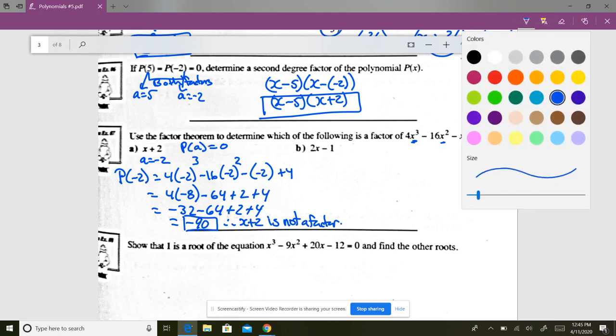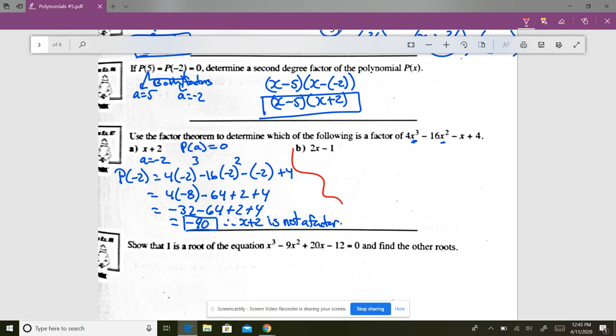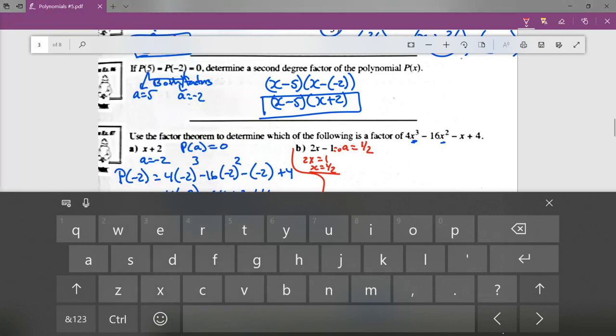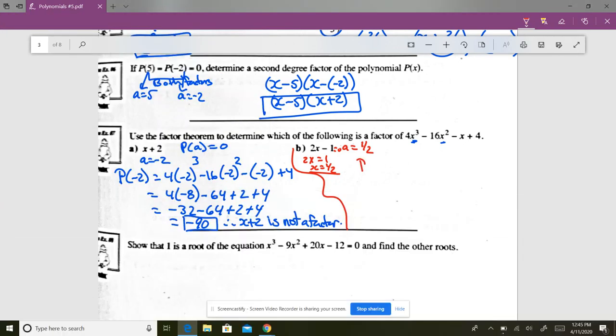But what about the second one? You guys are going to love it because it's a fraction. So what's my a value here? It's going to be 1/2. Remember, if you want to know how to find your a value, set 2x minus 1 equal to 0, x is equal to 1/2. It's always what makes it 0. So I plug in 1/2. Again, you don't have to use fractions, you can use decimals.